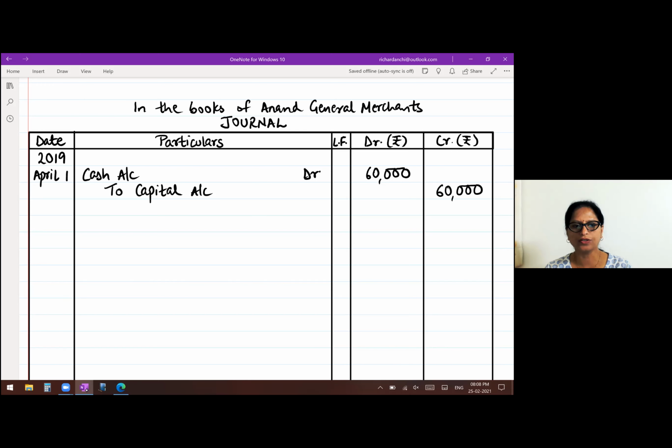Now below the journal entry, you will write the narration which begins with the word being. So write being business started with cash. After every entry, see that you leave a line. Please be neat in your work. Now, next transaction. This is the fifth one.